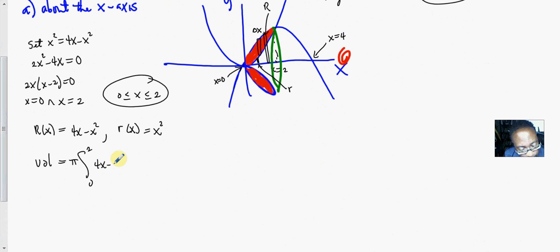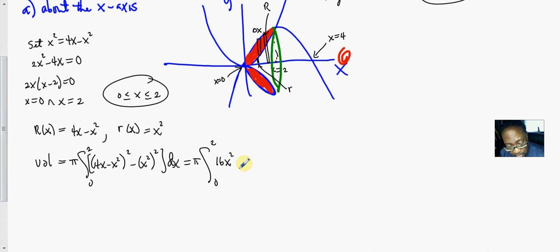So it's 4x minus x squared to be squared minus x squared, little r of x, to be squared, dx. So this is pi times the integral from 0 to 2. Simplify all that, FOIL that out, so we get 16x squared minus 8x to the third plus x to the fourth minus x to the fourth. Well, at least some cancels out, I'll tell you.